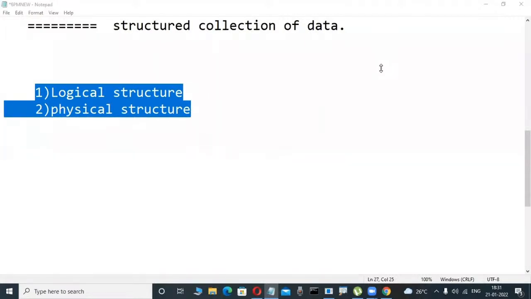Now here, what is logical structure? What is physical structure? Anybody? Okay, some fellows are telling logical structure means logical structure, physical structure means physical structure only. Don't try to tell like that.